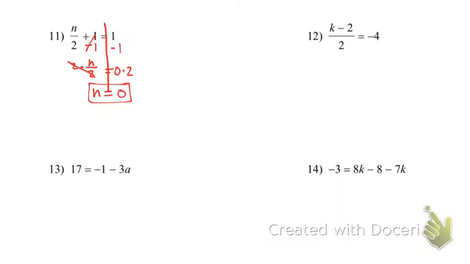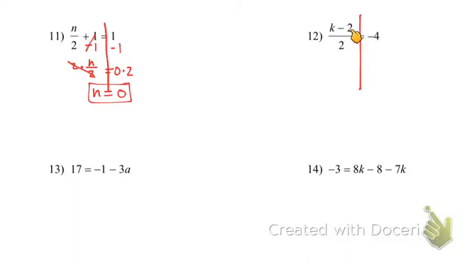Okay, let's move on to number 12. Okay, put our line in. And then ask ourselves, is our variable on the left, on the right? It's on the left, it's a k. And now the next question is, what do I have to make disappear so the k is by itself?